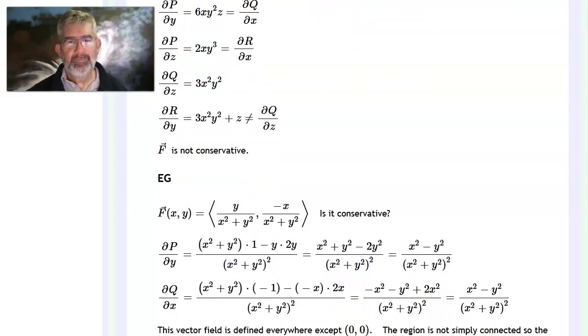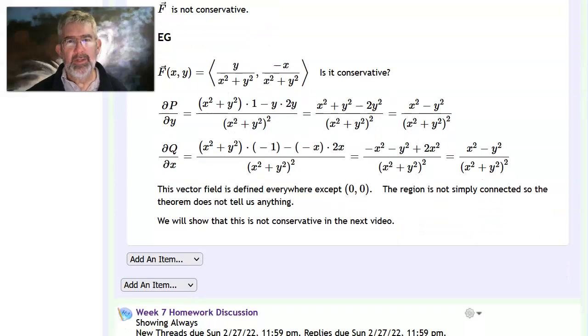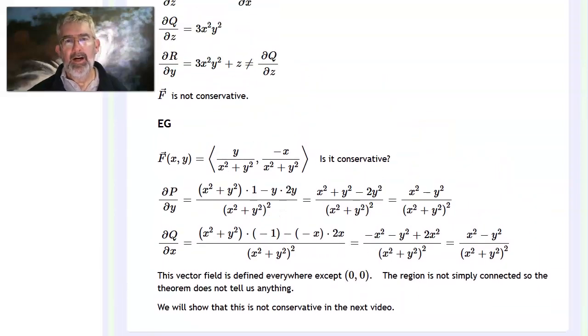One last example. This is in the plane. This is y over x squared plus y squared, that's the first component, and then minus x over x squared plus y squared in the second component. The question is, is this conservative? I'll point out that we had this vector field in a previous video. It's maybe in the other direction, but this was circular motion divided by distance squared from the origin.